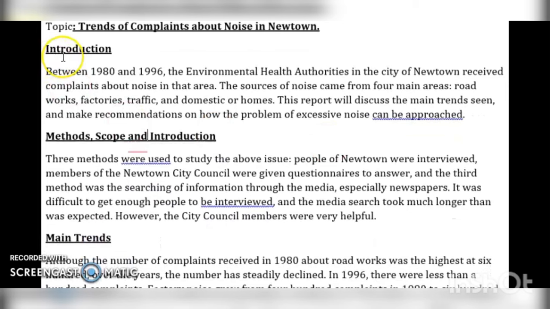So introduction, okay, students, your final write-up has to be in subtopics. So that is something different to expository. So they have to be in subtopics. So we call this subtopics, where there is a clear indication that that's the introduction. So it's written on top, and then your other subtopics, main trends, methods, scope, and introduction. I apologize for these red lines. They are the app on my laptop. So it's trying to autocorrect.